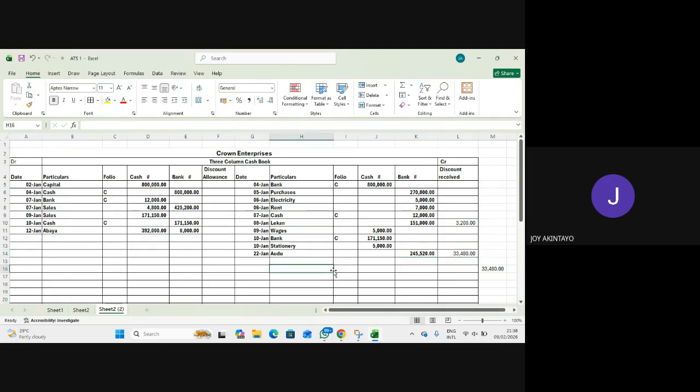So next thing, what's the next thing? Paid salary 36,000 cash. We pay the salary of 36,000 naira cash. So January. So how do we treat this?